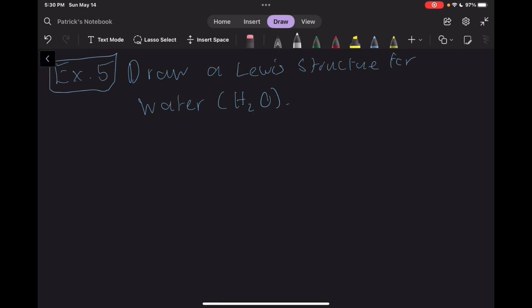For example 5, we're going to do something a bit different. I'm not going to go through and solve this one step by step. Instead, try to go ahead and solve this for yourself, and I'll write down the answer so we can compare. Example 5 would like us to draw a Lewis structure for water. Feel free to pause the video now if you'd like to do it this way, or you can keep watching and see what the final answer is.